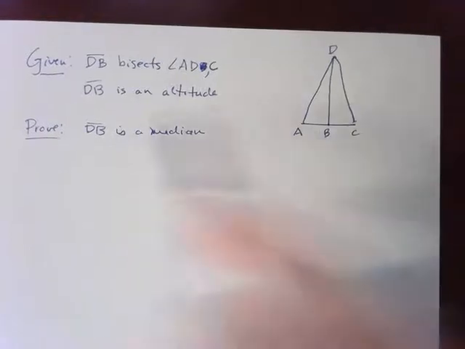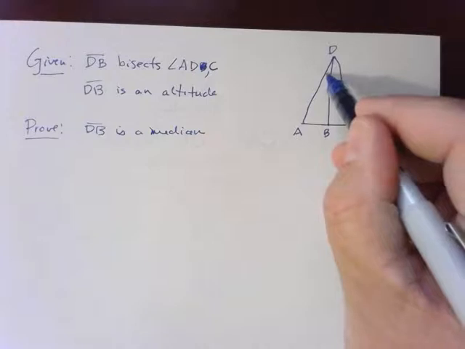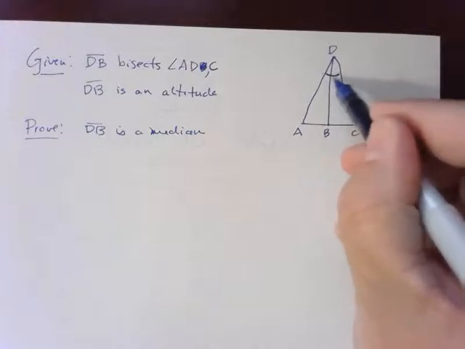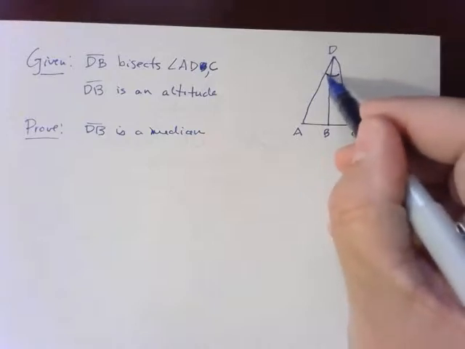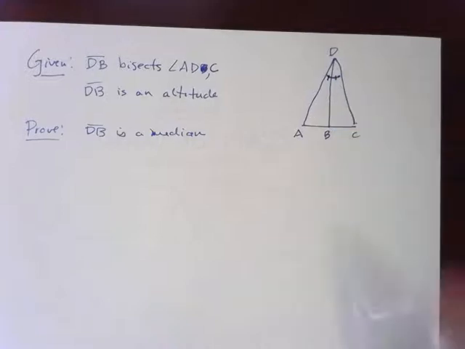Let's mark our givens. DB bisects angle ADC. Angle ADC goes like that. And so we are bisecting it. So it's divided into equal parts. So I'll tick mark that.